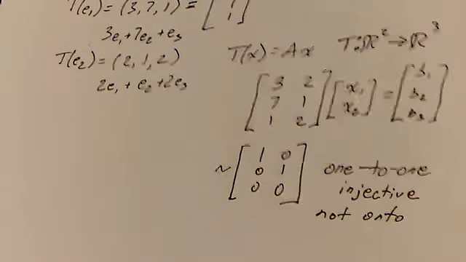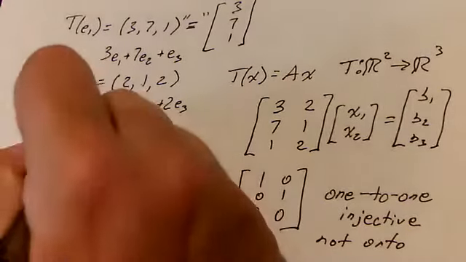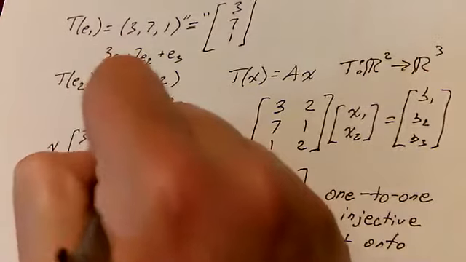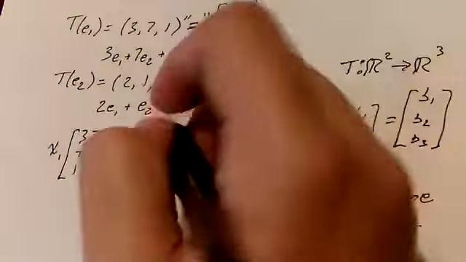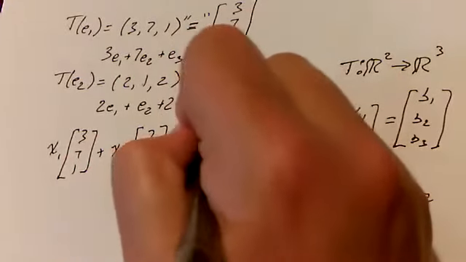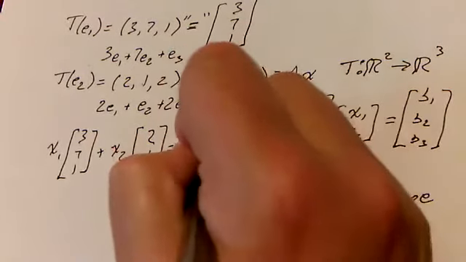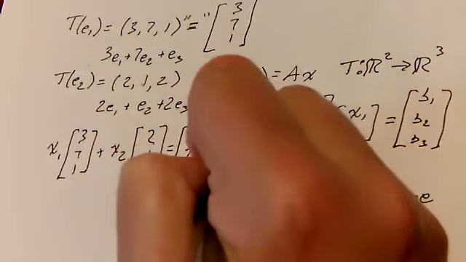So for example, on this system, I have my x1 vector 3, 7, 1. So this is really x1 times 3, 7, 1 plus x2 times my vector 2, 1, 2. Okay, and when I multiply that out, I would get another vector that would be 3x1 plus 2x2. Second row would be 7x1 plus x2. The third row would be x1 plus 2x2.